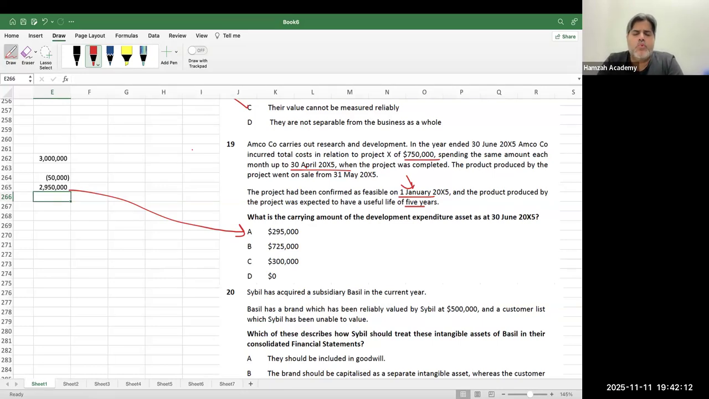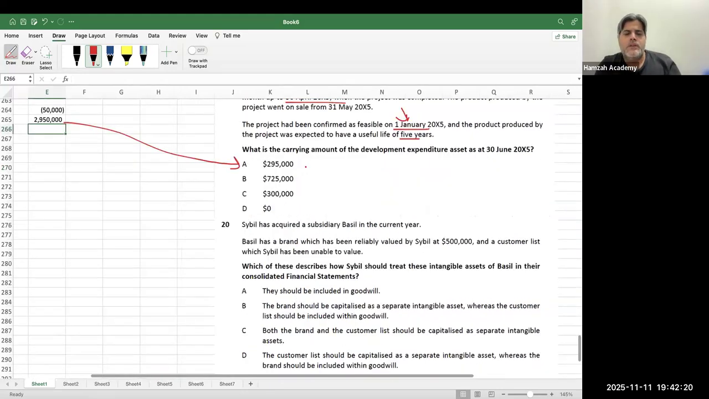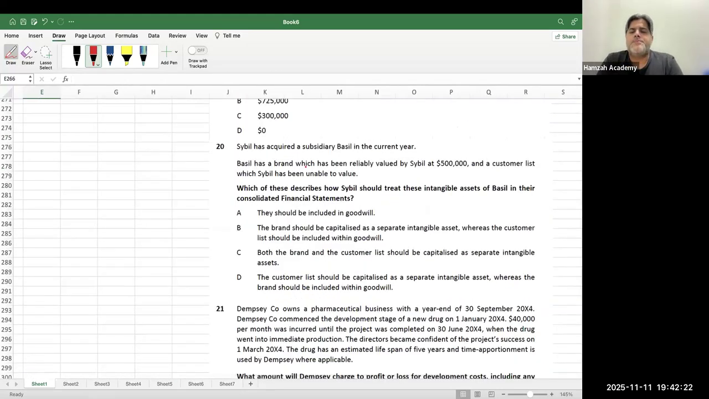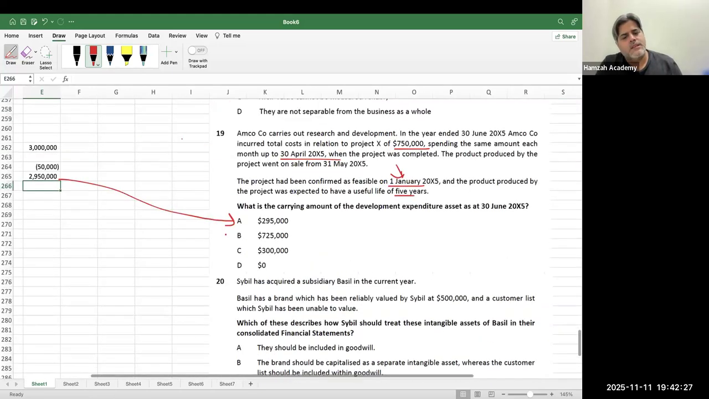So the wording is vague over here, but don't worry, you are not going to have such wording in the paper. So don't worry about it, okay? Let's go with question number 20 over here. I'm 100% sure the answer is correct. You can check the reference to the exam kit as well. It's just that I have an extra zero over here, right?